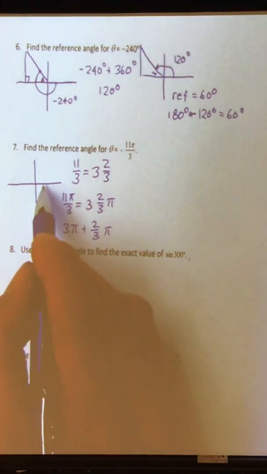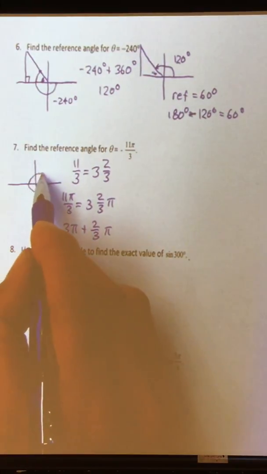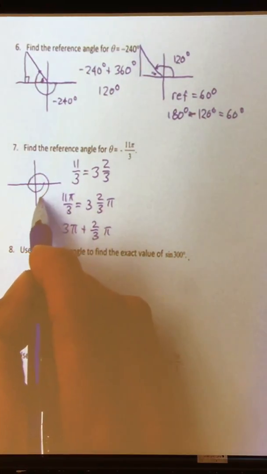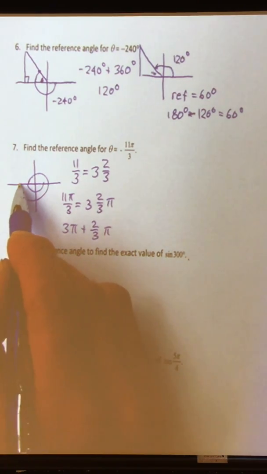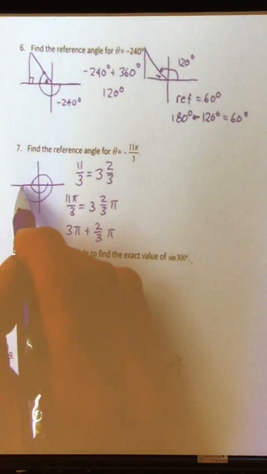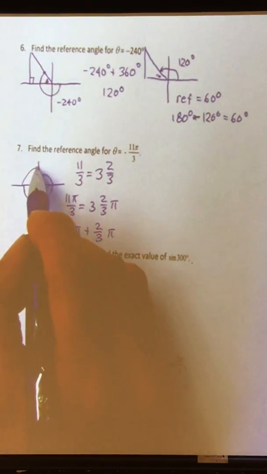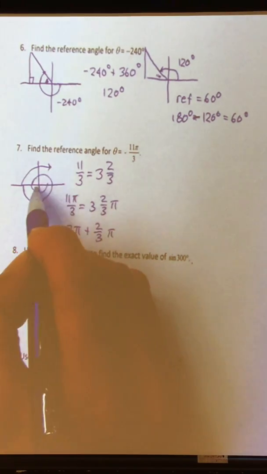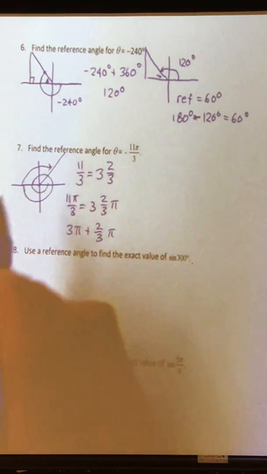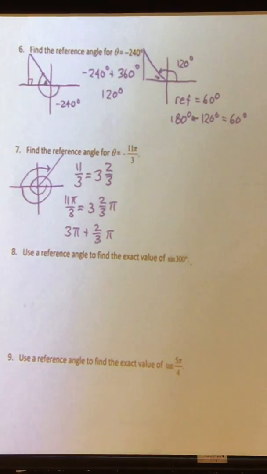So we have to start on the positive x-axis, and we'll rotate 1 pi, and then 2 pi, and then 3 pi, and a little bit more. 2/3 of a half rotation. So by doing that, we'll end up here in the first quadrant. 2/3 of the way to a 180 degree rotation. So there's the given angle.